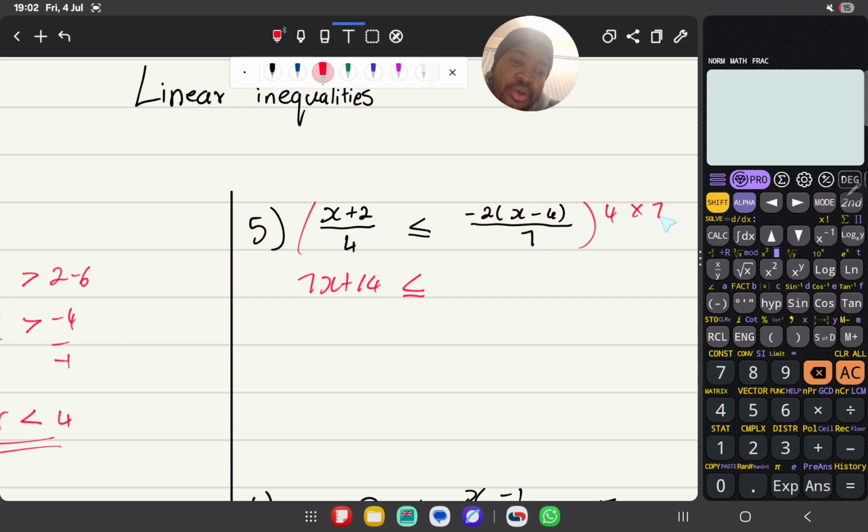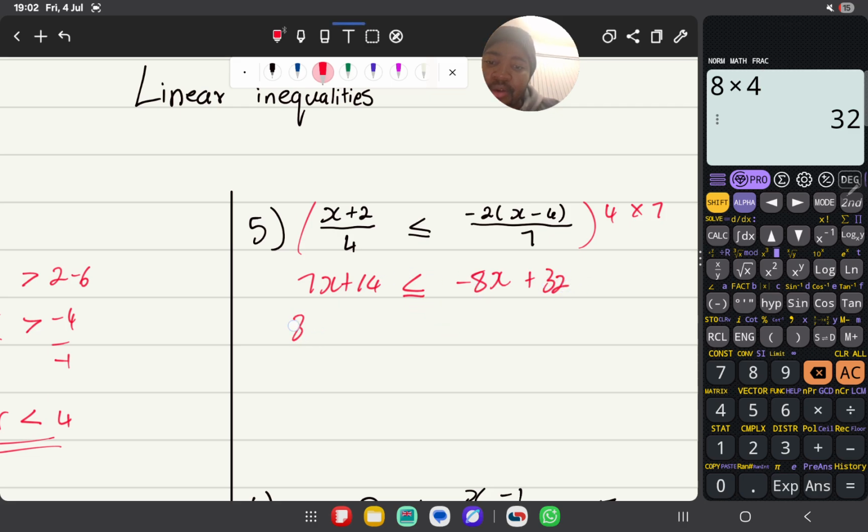Here I ignore 7s because they will divide each other, so I'm multiplying by 4. So 4 times 2 times x, that's minus 8x. 4 times 2 times this, that's plus 8. And then we have 8 times 4, which is 32, right?